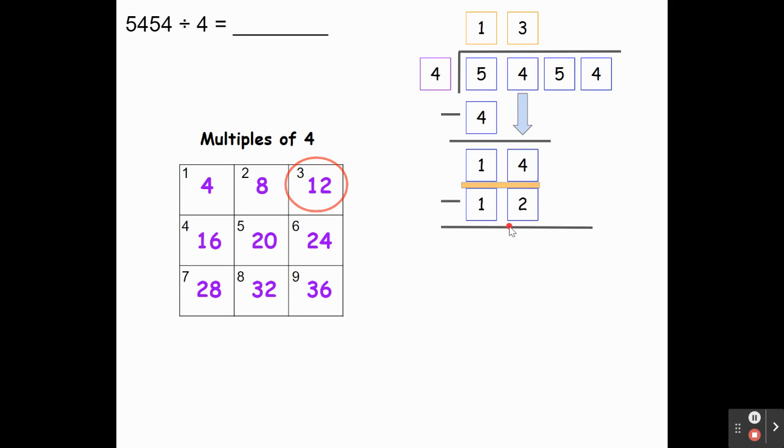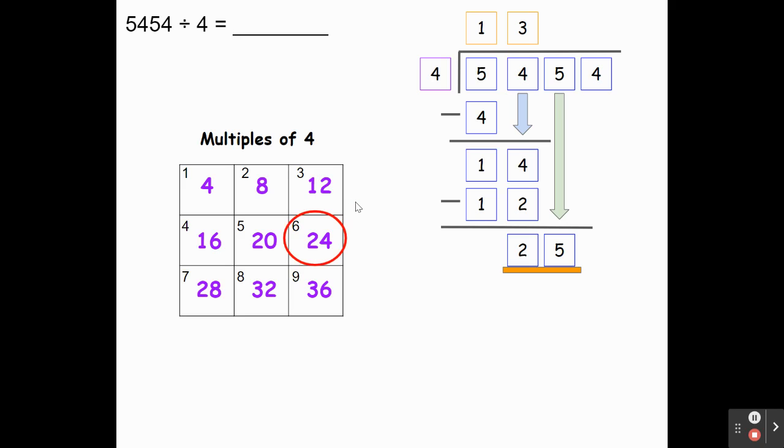So we can now subtract the 14 hundreds that we have in total minus the 1,200s we're sharing to get 200s left over. We can rewrite this as tens by bringing down the next digit, the 5, which is in the tens place. So we have 25 tens. Let's look at our multiples of 4 to see which gets us closest to 25 without going over. That would be the 6th multiple, 24.